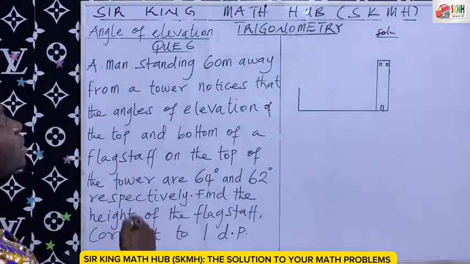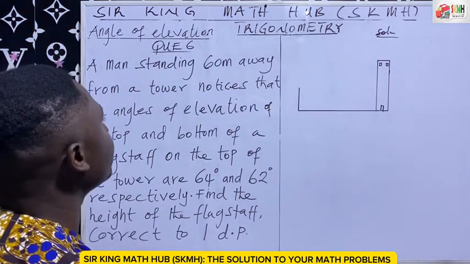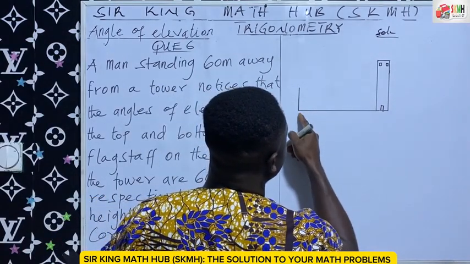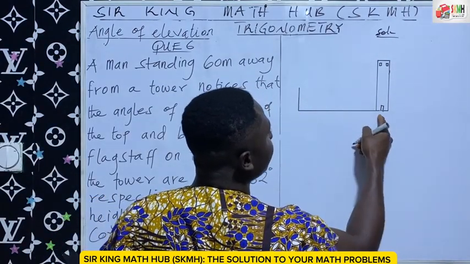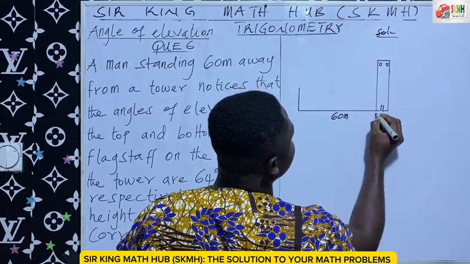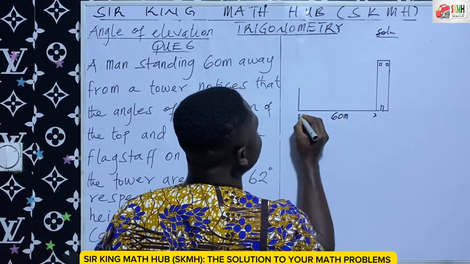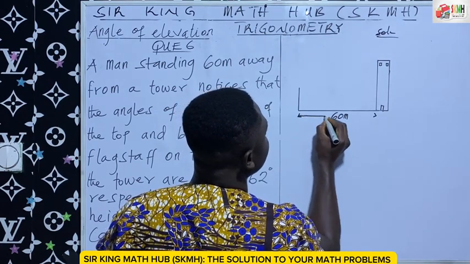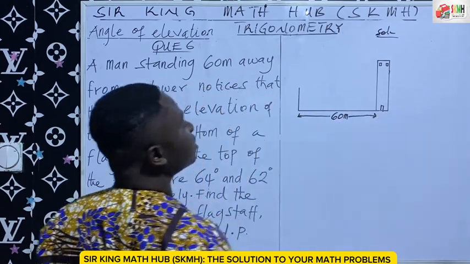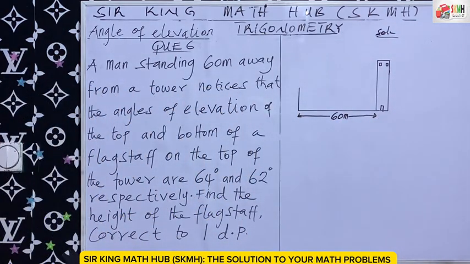And then we are told that the man is standing 60 meters away from the tower. So this is the man. It means that the distance between the man and the tower measures 60 meters. That is what we have done.